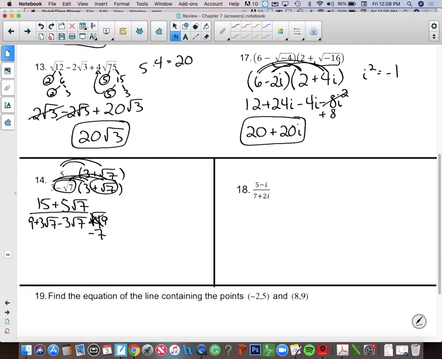Okay, so simplify in the bottom. Those are going to cancel. We got 9 minus 7, so that's 2. And then the top does not change. So that right there is our solution.